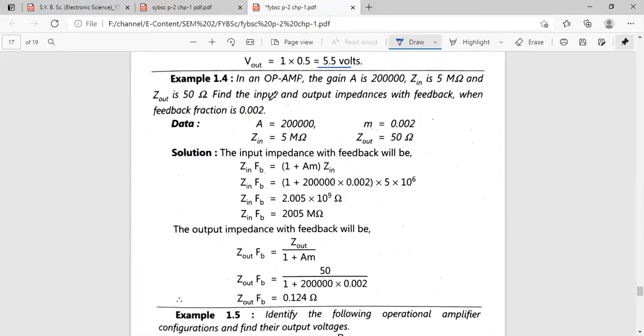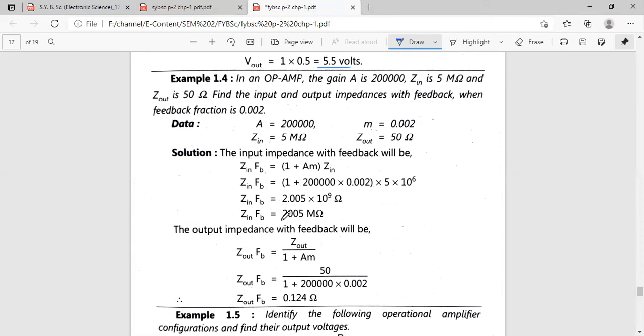So see, for input impedance we have a formula. Input impedance with the feedback we have to calculate, that is why Z in with feedback, which is equal to (1 + Am) into Z in. What is A? It is the gain. What is m? Feedback fraction. Z in is the input impedance. If you perform this calculation, you will get your input impedance with the feedback, that is 2005 mega ohm.